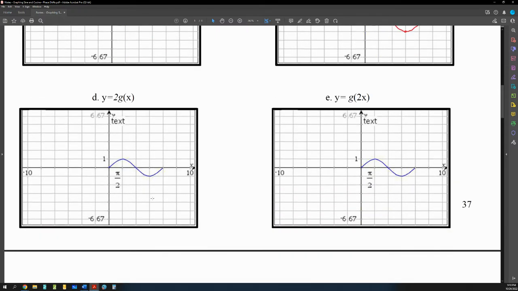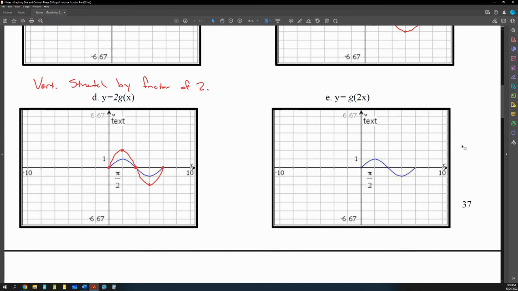For letter D, we have 2 times g of x. This is going to be a vertical stretch by a factor of 2. And so what that's going to do is it's going to multiply all of our y values by 2. You might notice that the amplitude of this sine wave is multiplied by a factor of 2. Okay, so we have a greater amplitude, an amplitude of 2.